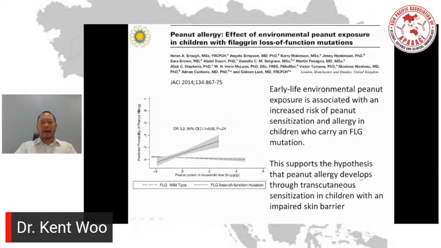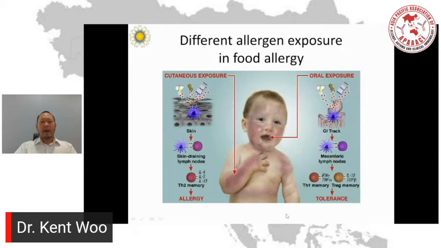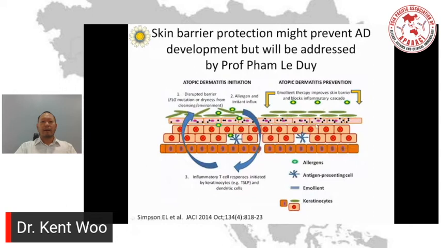So this supported the hypothesis that peanut allergy can develop through transcutaneous sensitization in children with impaired skin barrier, which then led to the dual allergen exposure hypothesis, where through the skin, through inflamed skin, you can develop food allergic sensitization and the development of food allergy. Through oral exposure is where you develop the immune tolerance. Now, since then, there have been many studies that looked at whether skin barrier protection may prevent atopic dermatitis development. But this will be addressed by my other esteemed speaker, Professor Pham.